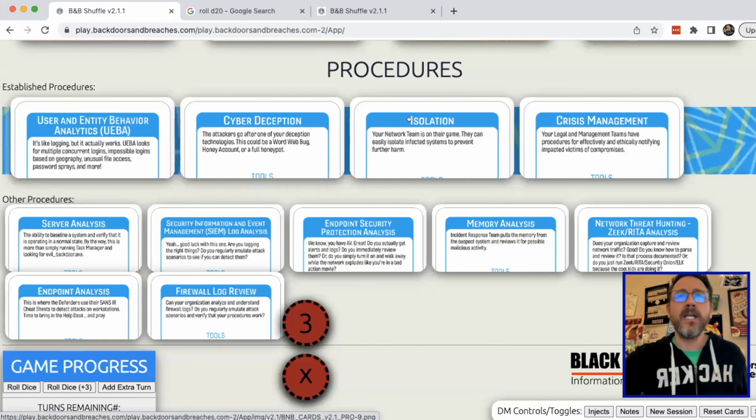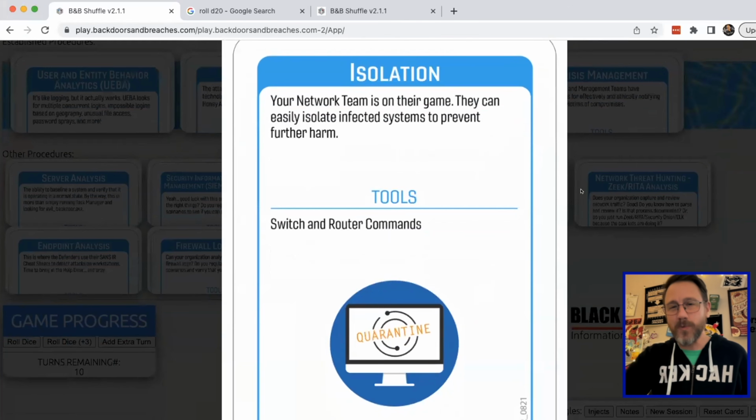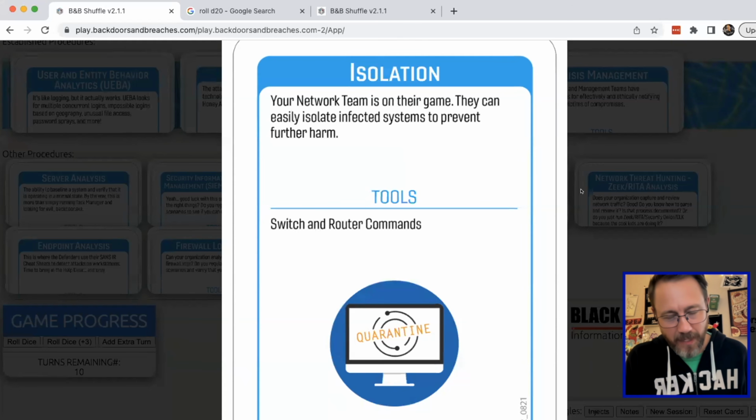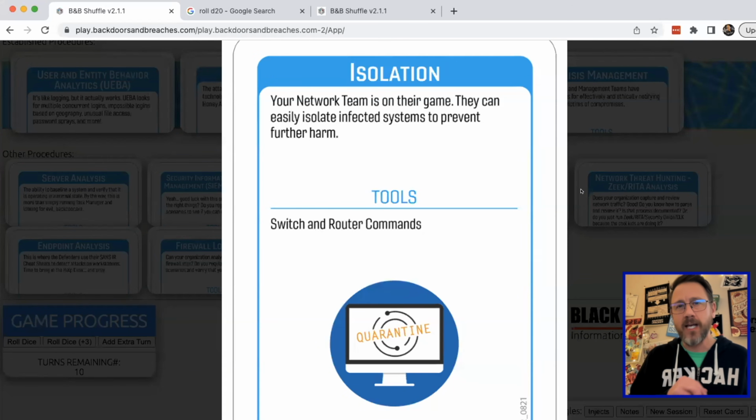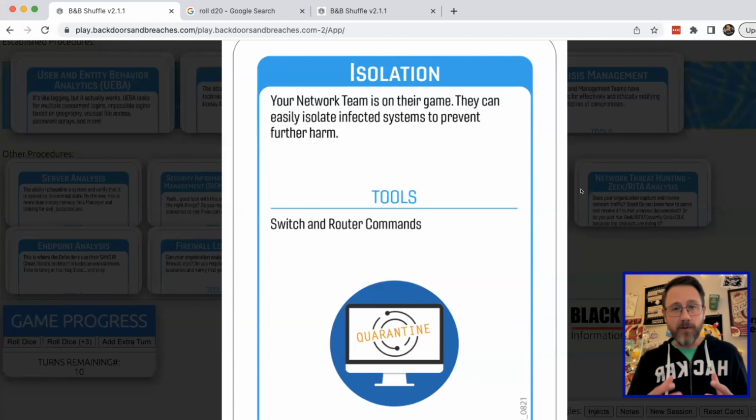Kudos. Good job. Isolation. This is one of my favorite cards because we get into policy. We get into a lot of policy. And here are the three questions that you ask whenever someone wants to play the isolation card. If you've ever played this before, here are some additional tips that you could use. If you've never played this before, here are some things that you can think about when you start to play. Whenever someone wants to isolate that system.